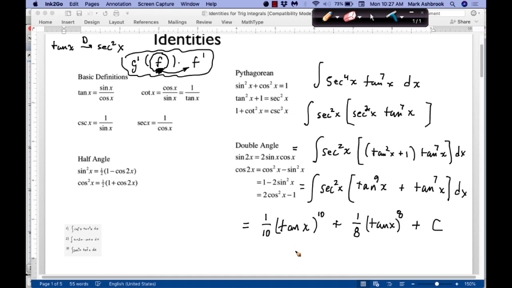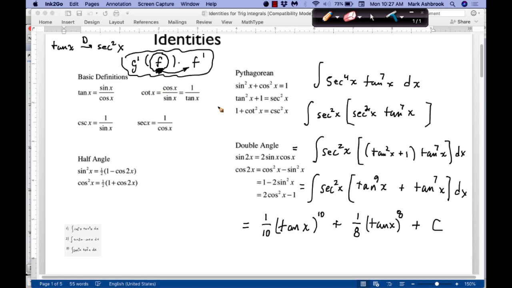Okay, please ask. I know this is a little bit harder, but the idea is staging, setting it up for undoing the chain rule. Meaning, if we had any power of tangent times secant squared, it'd be undoing the chain rule, right? Any power, g prime, any power of tangent times secant squared, we could undo the chain rule.